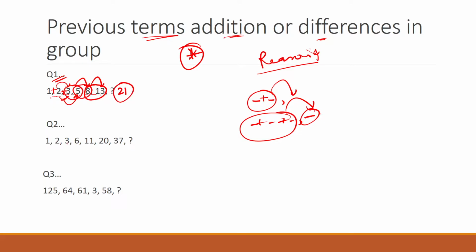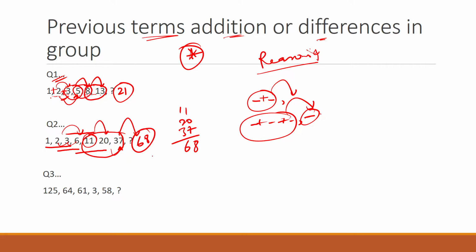So same goes for the next question, but here instead of 2 terms at a time, we are taking 3 terms at a time. So 1 plus 2, 3 plus 3 will give you 6. Now 2 plus 3, 5 plus 6, this will give you 11. And now 3 plus 6, 9 plus 11, this will give you 20. And 6 plus 11, 17 plus 20, this will give you 37. Now the next one is a simple addition of the previous 3 terms. So 11, 20, 37, this will be 68. 68 is your answer.